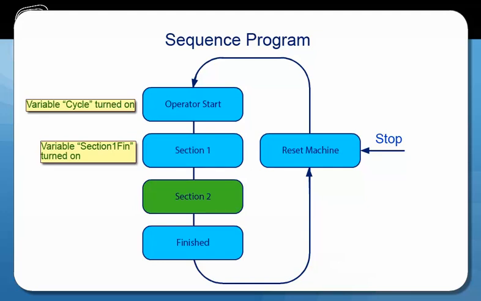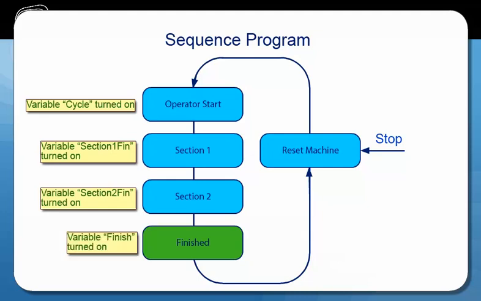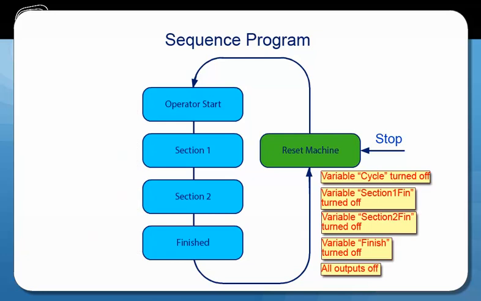When that completes, we will turn on a variable that we'll call section 2 fin. That is the signal to start the finished section of the program. When that completes, we will turn on a variable that we'll call finish. The machine will go through the reset machine section where all the variables are reset and the outputs will be switched off. The machine will stop and be ready to restart.